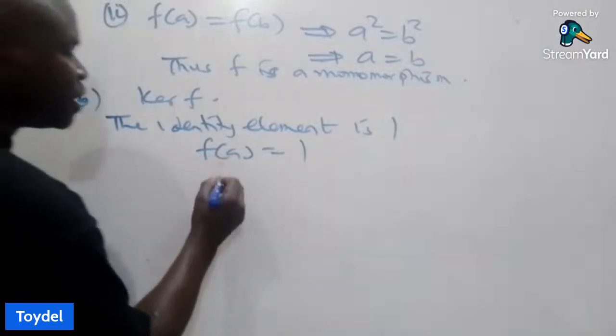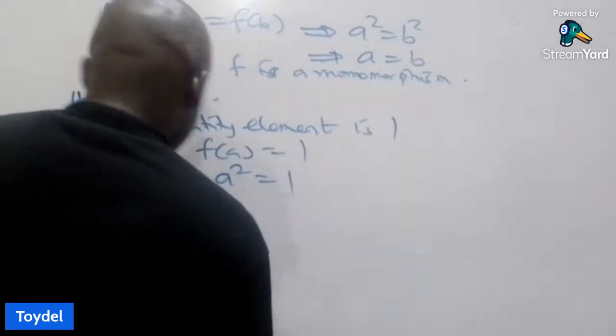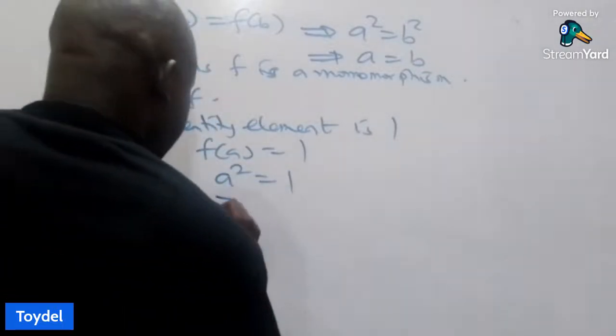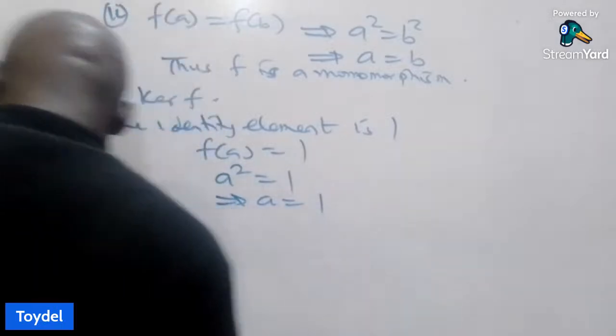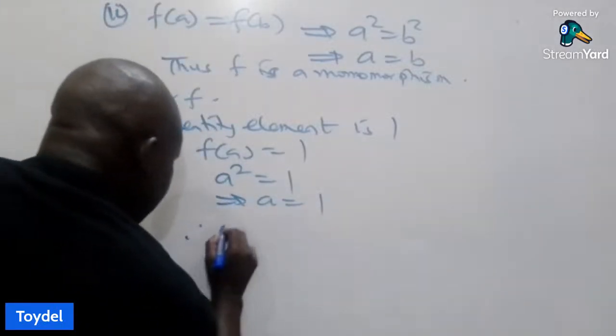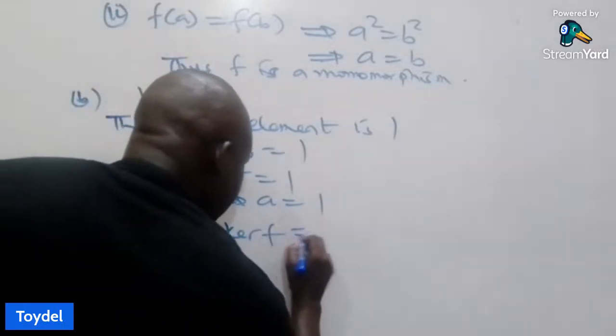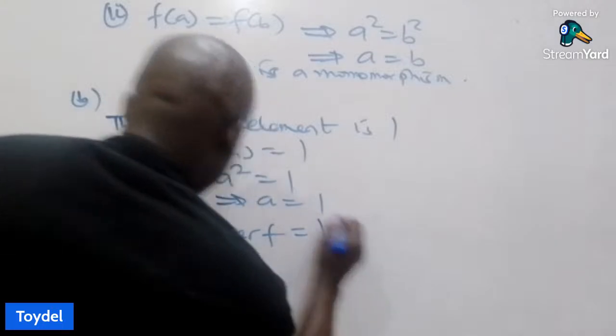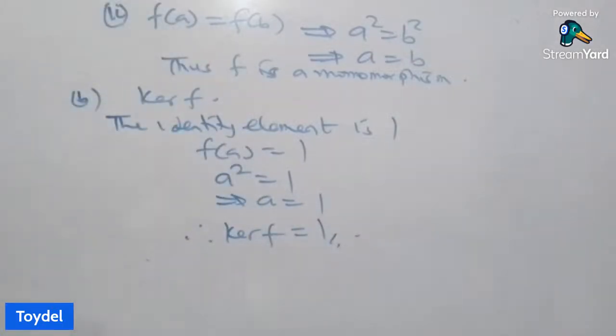What is f of a? That is a squared is equal to 1. If you take the square root of both sides, it implies that a is equal to 1. Since a is equal to 1, therefore the kernel of f is 1. So the kernel is 1. And that is what we do there.